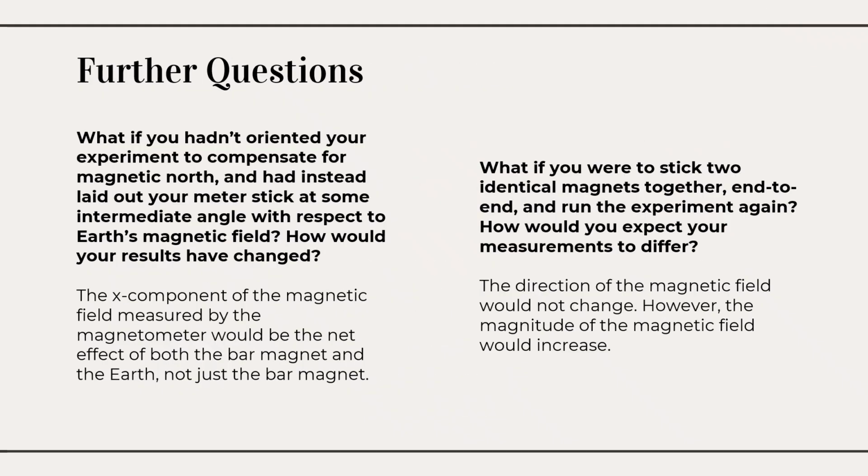To answer some further questions, if the magnetic field due to the Earth hadn't been accounted for, the X component of the magnetic field would be affected because it's taking into account both the bar magnet and the Earth, not just the bar magnet. And if two identical magnets were stuck end to end instead of just using one, the direction of the magnetic field would not change, but its magnitude would increase at the locations.